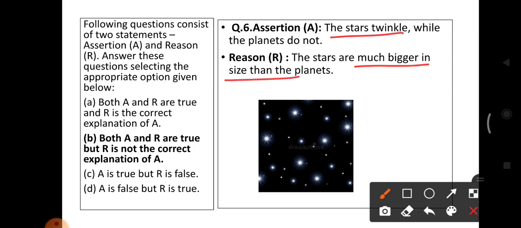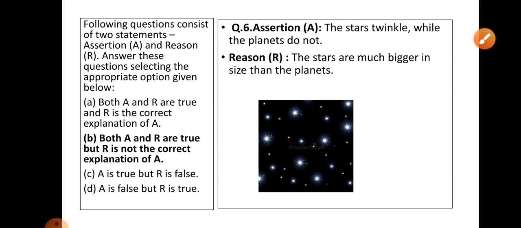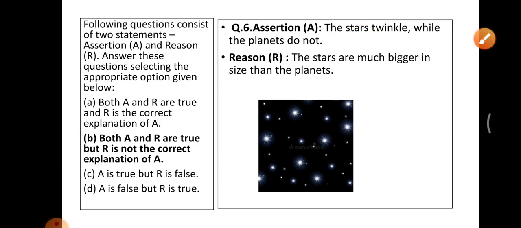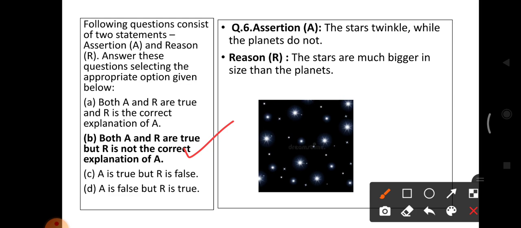But in the reason, the stars are much bigger in size than the planets. It is correct. Comparing to the planet size, the stars are bigger in size. Because of that size, the stars do not twinkle. Because of the atmospheric refraction, the stars twinkle. So both A and R are true, but R is not the correct explanation of A. This is the correct answer.